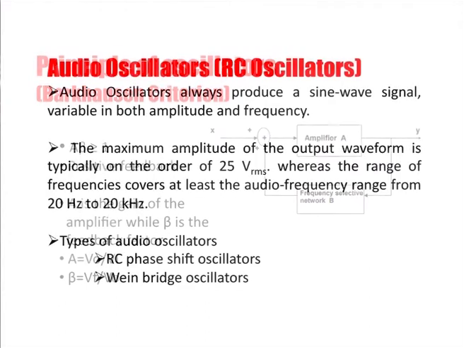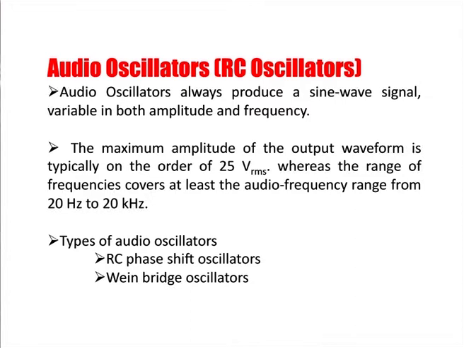Now, coming on to the audio oscillators, they always produce sine wave signals in which both the amplitude and the frequency can be varied. The maximum amplitude of the output waveform is typically of the order of 25 volts RMS, whereas the frequency range covers at least the audio frequency range, from 20 hertz to 20 kilohertz, and that is why they are called audio oscillators. There are two types of audio oscillators, the RC phase shift oscillator and the Wien bridge oscillator. We will discuss both these oscillators one by one.